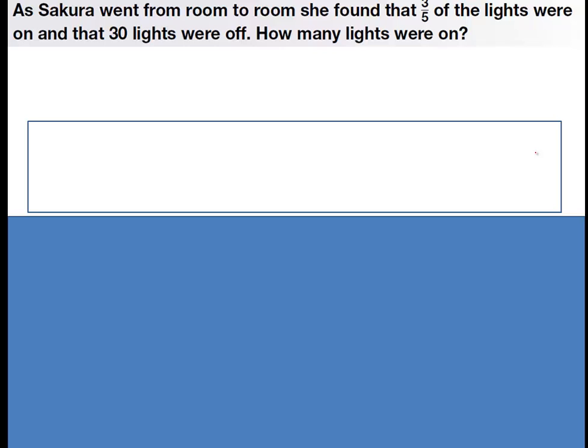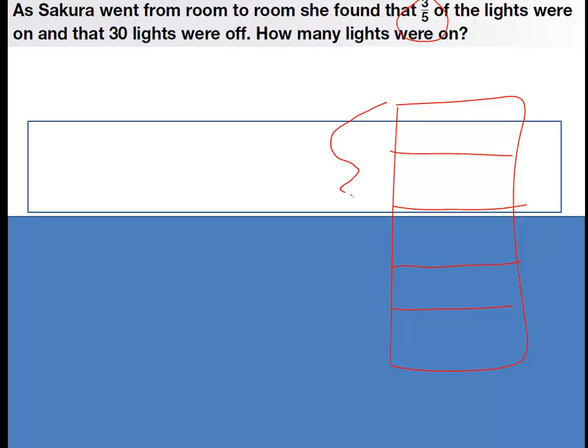Okay, first thing I'm going to do is I've got 3/5 up here. So I'm going to draw my 5 boxes: 1, 2, 3, 4, 5. And I'm going to take 3/5 of them. I'm going to take 2/5. So I've got 3/5 and I've got 2/5. That I know gives me that information.